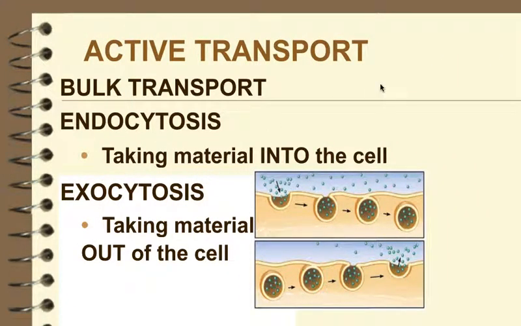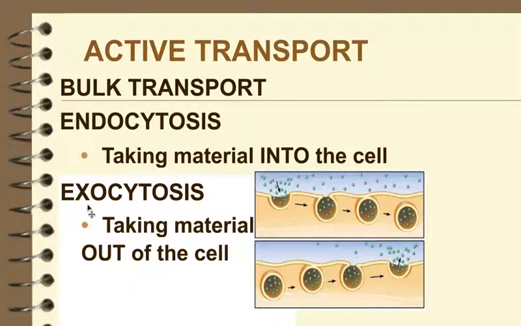The second type of active transport is called bulk transport. And we have a couple of different kinds of bulk transport. So the first one is called endocytosis. Endo means into, and what we're literally going to do is take materials into the cell.